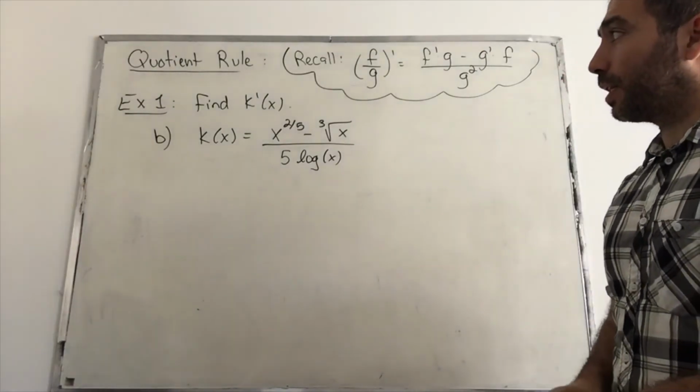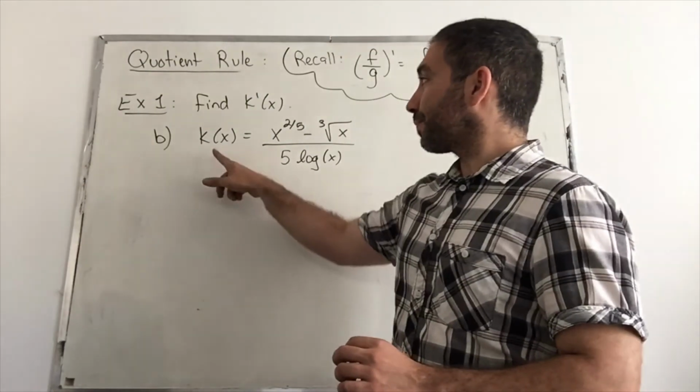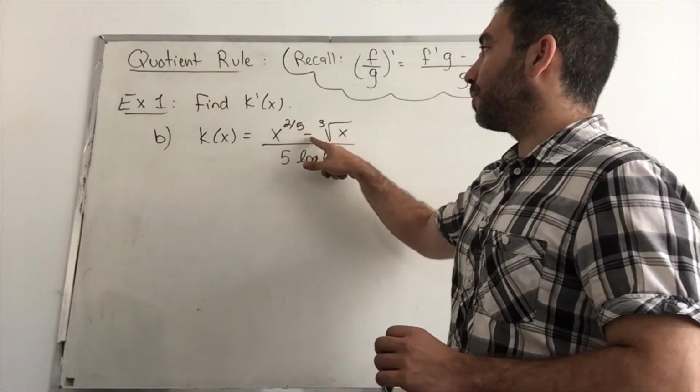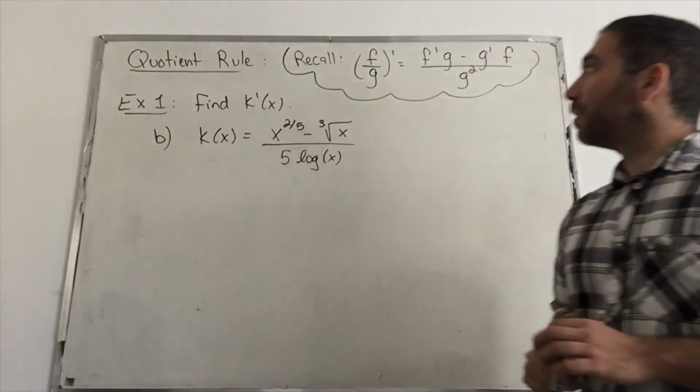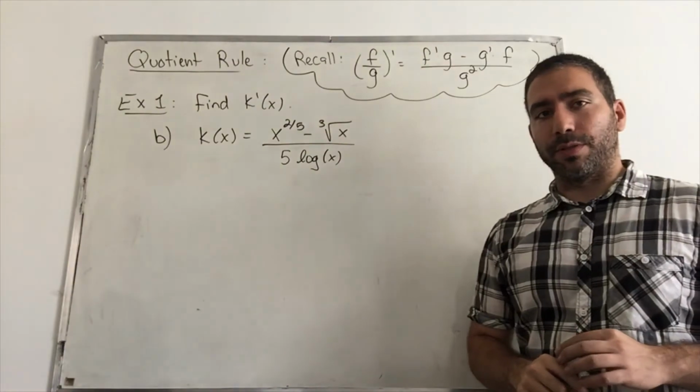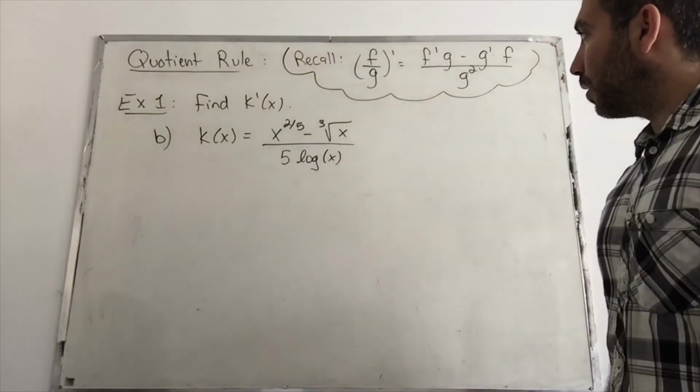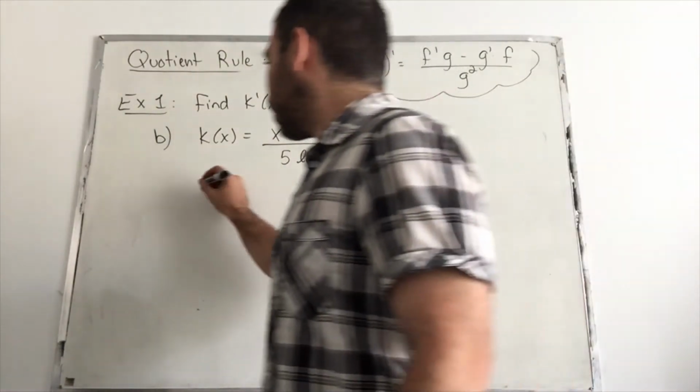Okay, so in this example here now we have k of x is equal to x to the 2/5 minus the cube root of x, all that divided by 5 log of x. So pause the video, try to attempt this on your own, see if you get the answer. Let's go ahead and solve.